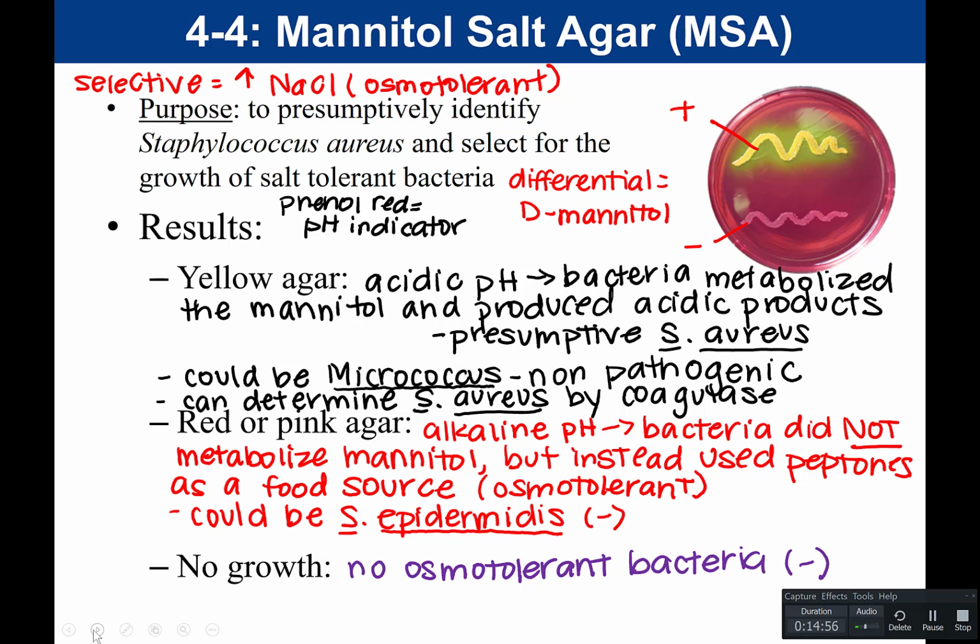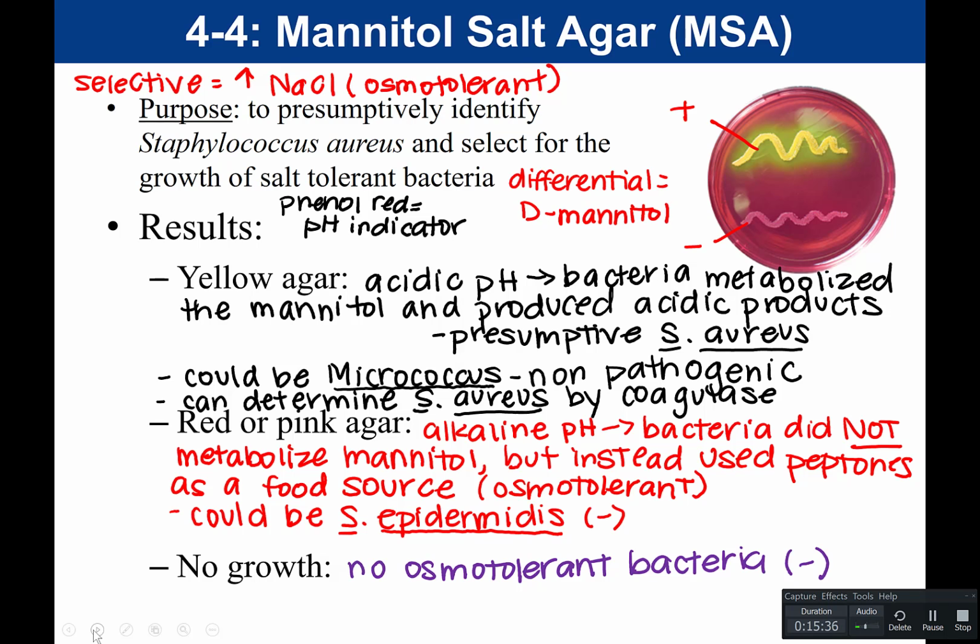So if the agar turns yellow, now I'm not talking about the bacteria itself, but the agar itself is yellow, that tells us that the pH is acidic, because remember that phenol red turns yellow in acid. We get acids produced if bacteria metabolize the mannitol. And if they've metabolized the mannitol and produce acids, it's going to lower the pH, causing the phenol red to turn yellow. That is presumptive for Staph aureus. It's possible that it could be another type of skin type bacteria called Micrococcus, which is non-pathogenic.